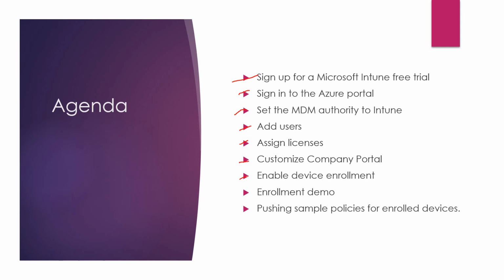Once that is done, we will enroll a device to our tenant. We will enroll an iOS, Android, and a Windows device to our Intune tenant and make sure that the enrollment is working fine. And then I will push a sample policy for those enrolled devices and demonstrate how exactly it is supposed to work and how exactly it shows in the Intune portal.